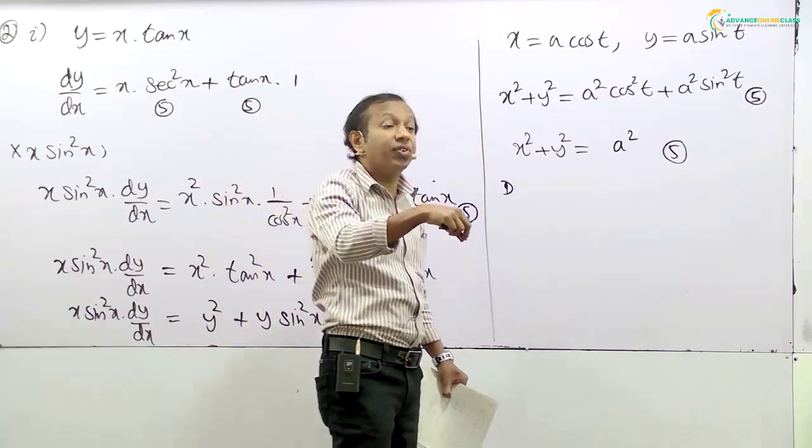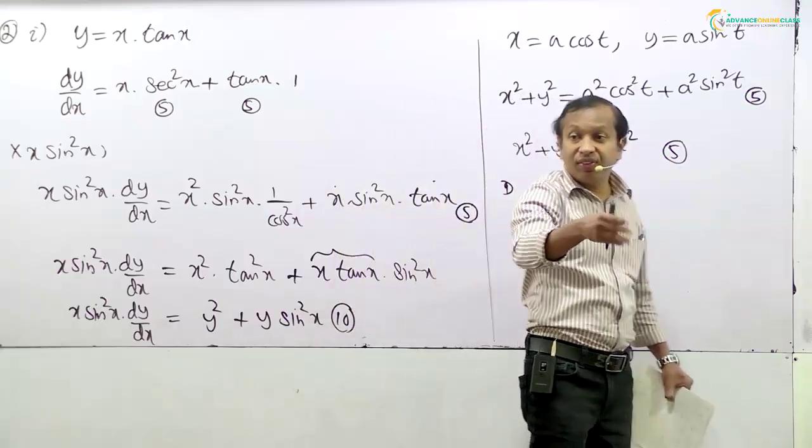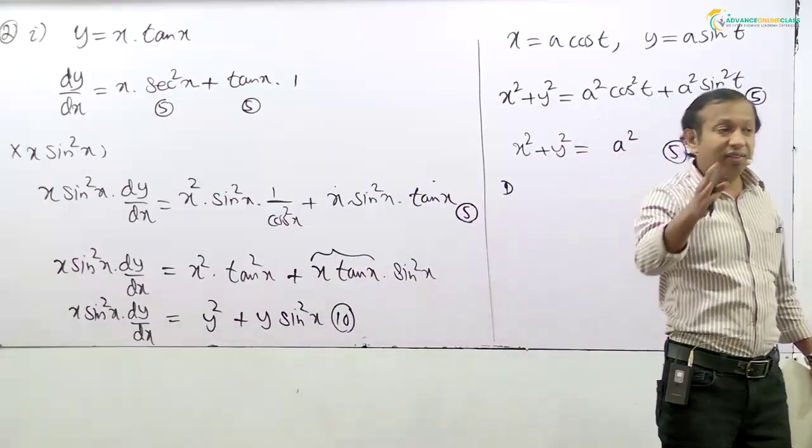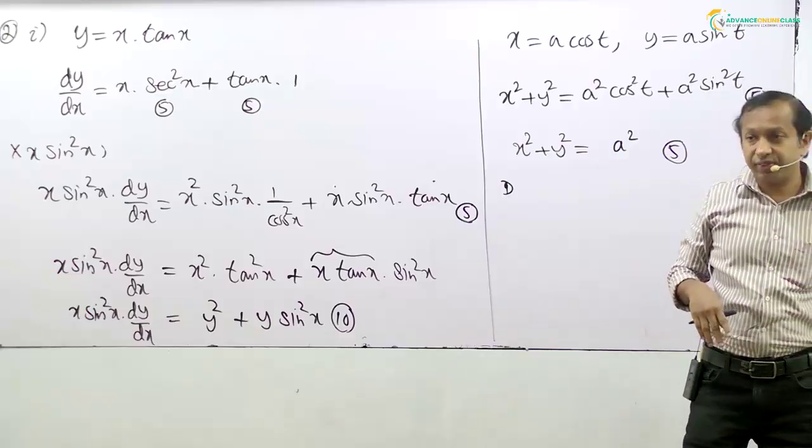Otherwise, if t is involved, what happens? Furthermore, we have to differentiate with respect to t, and again we have to use the chain rule. That's a little bit difficult.